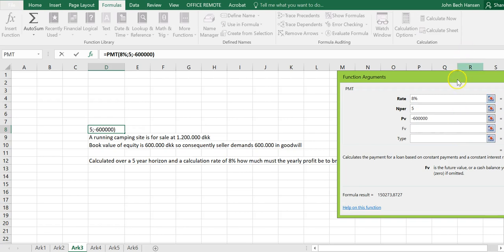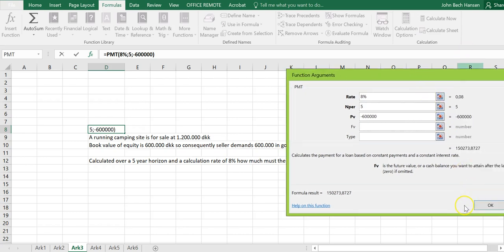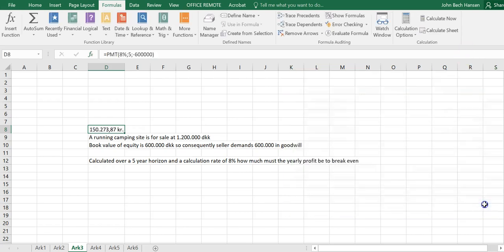And then we can look up and see what is the demand of the payment. So every year in the next 5 years, I will need to have a profit in this camping site, if I buy this camping site, of 150,000 Danish kroner. And that will break even my investment of 600,000.